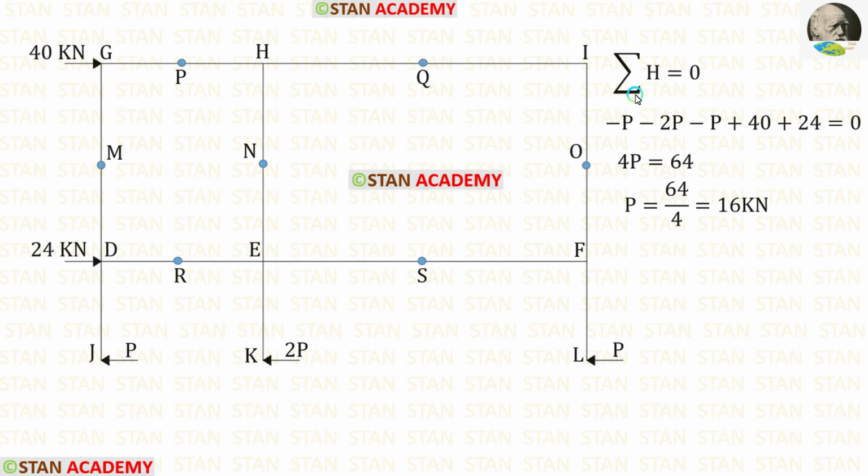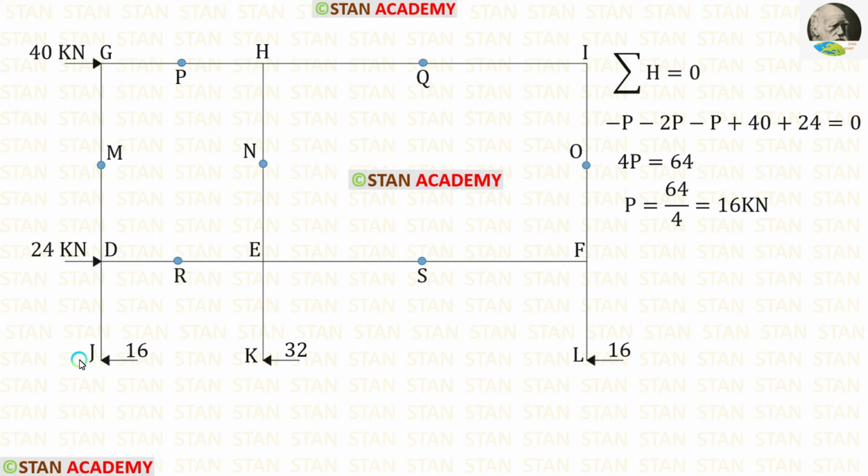Let us apply the rule sigma H is equal to 0. These three forces are acting towards the left side, so all of them will be negative. These two forces are acting towards the right side, so both of them will be positive. Finally, for P, we are getting 16 kilonewton. So, in the points J and L, we will have 16 kilonewton, and in the point K, we will have 32 kilonewton.